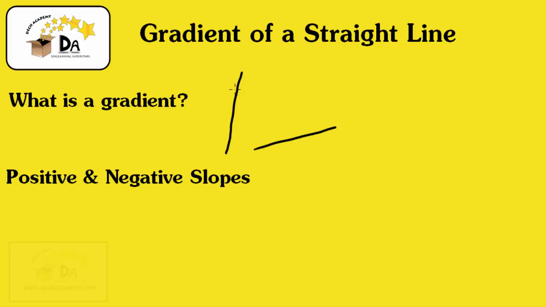Imagine you're climbing up this line and you're climbing up this line. It's harder to climb this line than to climb this line. This line is said to be steeper than this line. So I'll call this line 1. Line 1 is said to have a larger gradient than line 2. The gradient has to do with the steepness of a line.